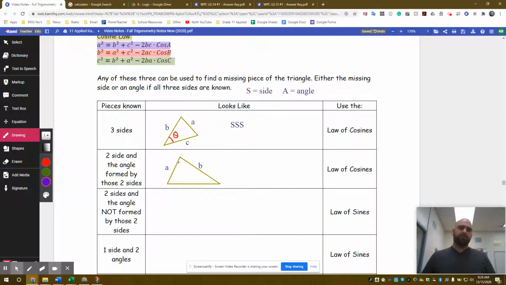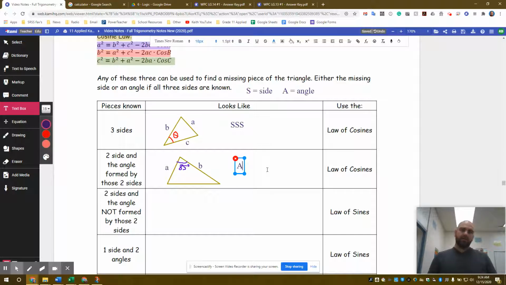Okay, so I'm going to put it in purple. Purple is going to be the things that we know. And so I'm just going to call this angle 85 degrees. I'm going to write it in really simple here. So we have A and we have B, and we have an angle of 85 degrees. Now that angle is being formed by the 2 sides that we know. It's being formed by A and B. So we might call this a side angle side. So we have the angle that's formed by those 2 sides.